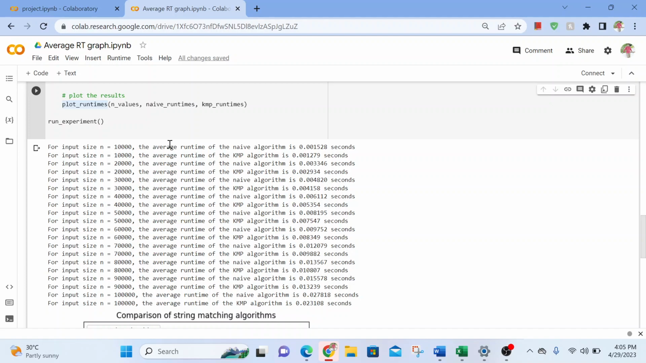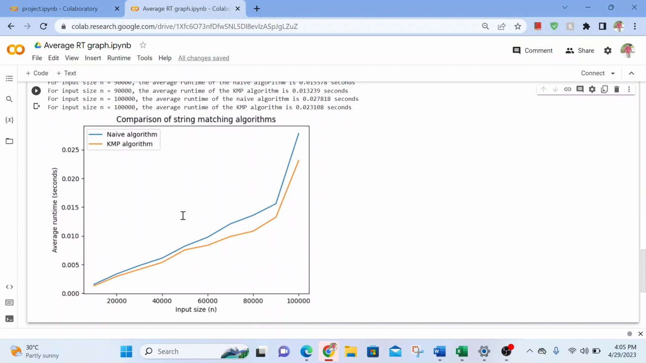Here I calculated all the average runtimes of both algorithms, and this is the graph for the runtime analysis of both. So here we can see the KMP algorithm is much more efficient than the Naive algorithm.